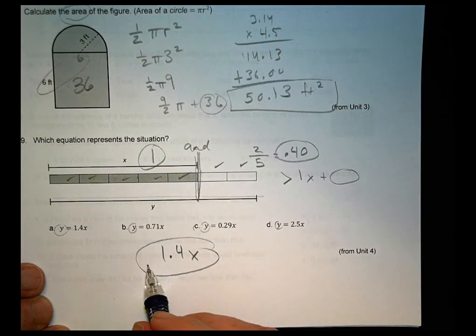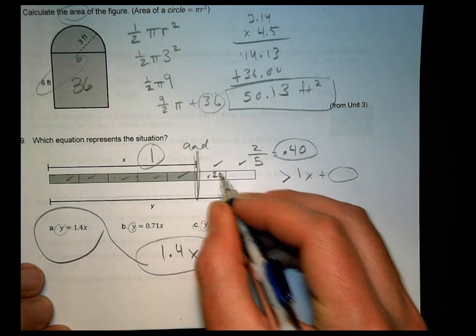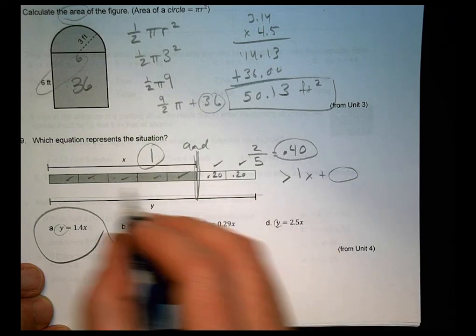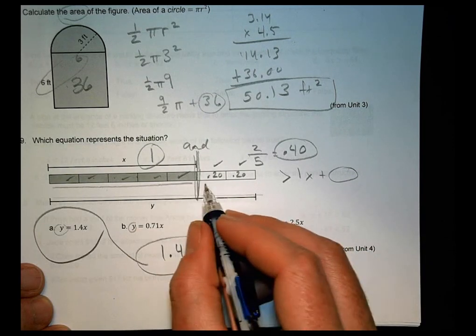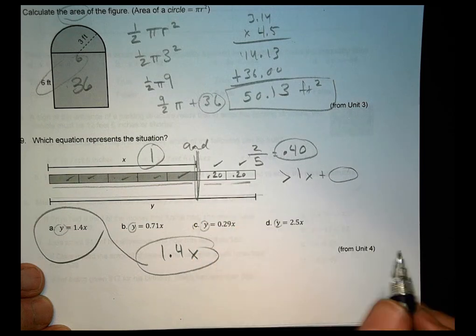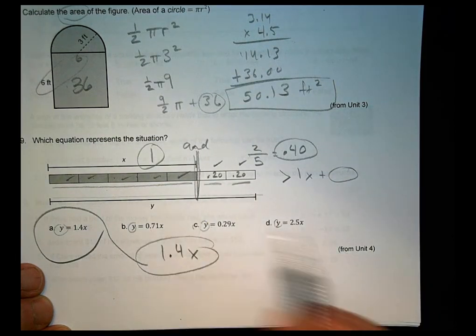And where do we see that? We see that right there. This becomes 0.2, 0.2. So the value of y is equal to 1 whole x plus these 0.2s. So it's good to visually be able to see where we get those numbers from and why the other ones just don't quite make sense.